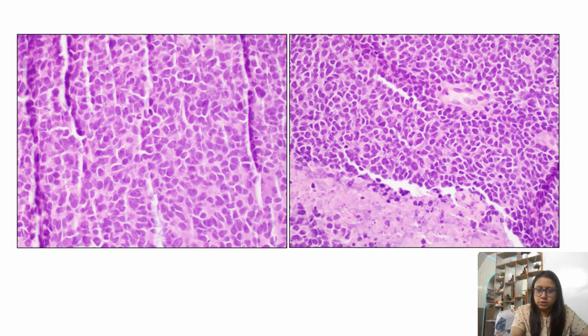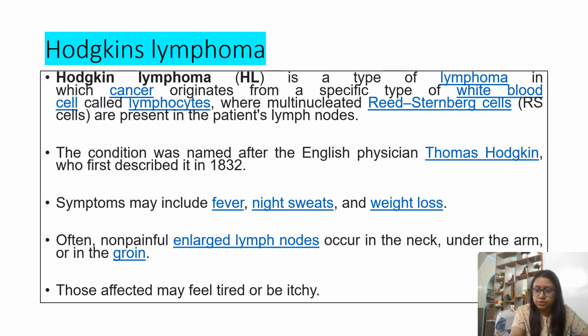So see, small cells in sheets. CD99 is positive. Otherwise, looking at small cells, it is very difficult to say whether it is rhabdomyosarcoma, neuroblastoma or Ewing sarcoma. Correct? So you need to have your IHC protocol proper.